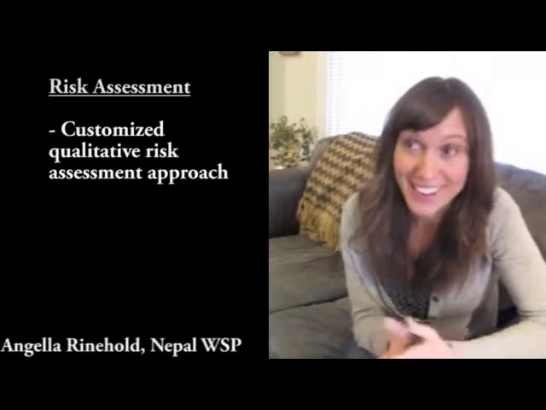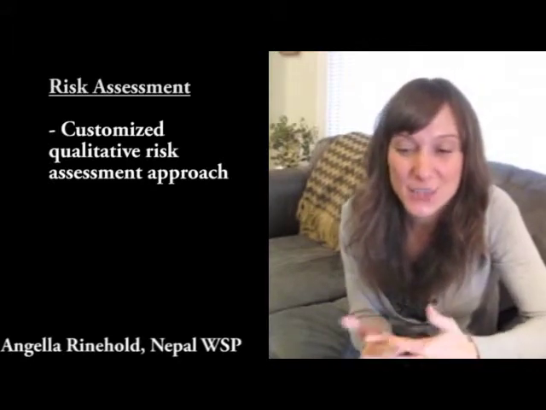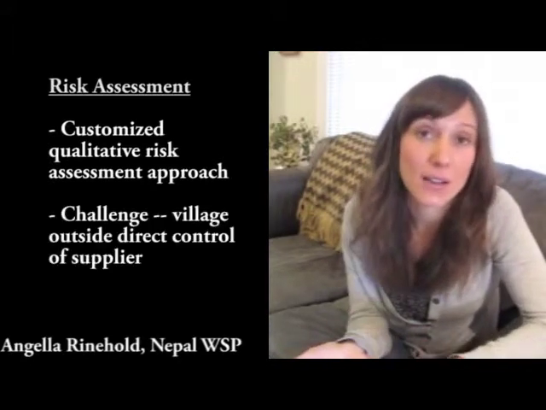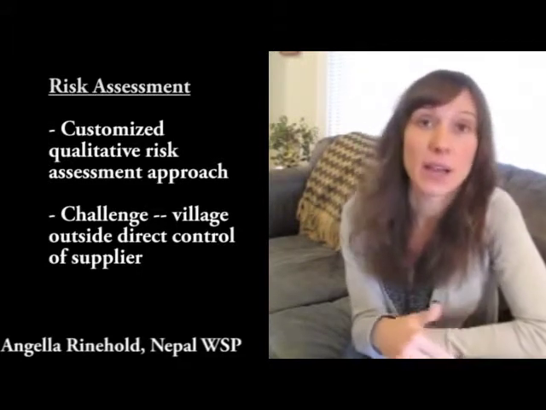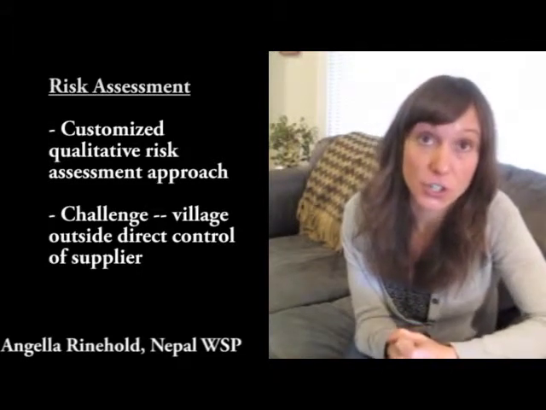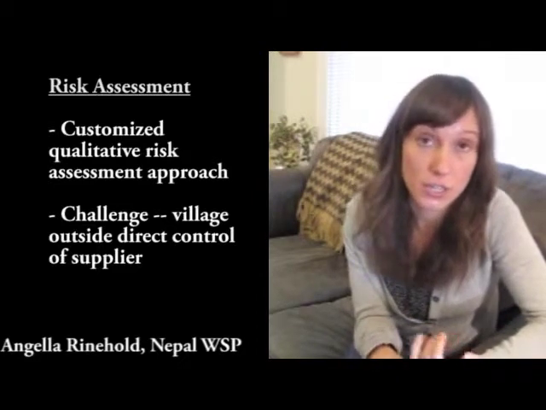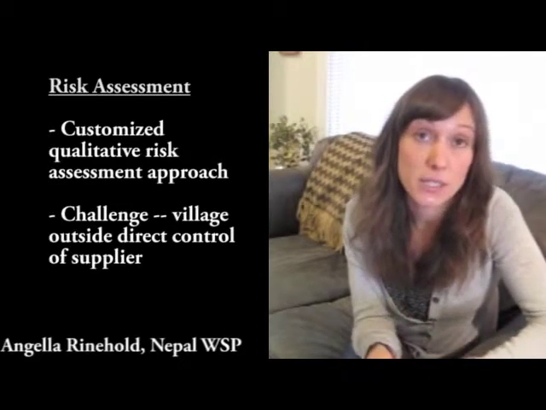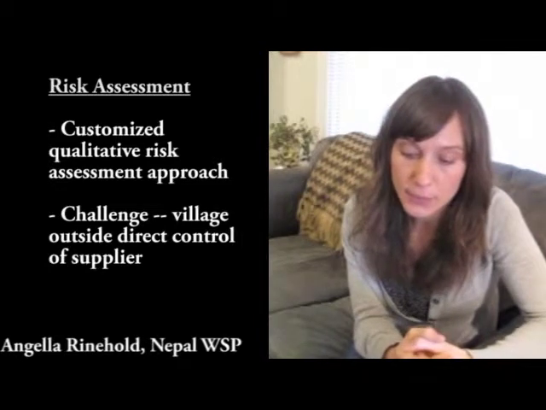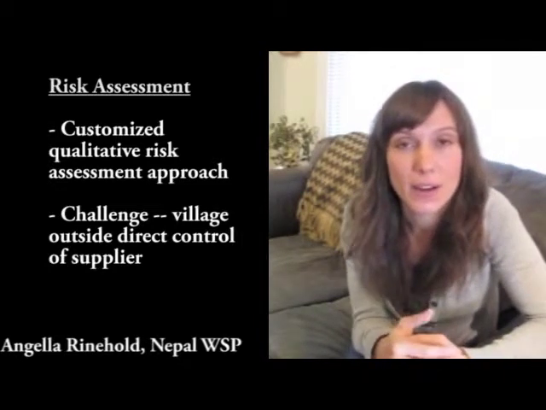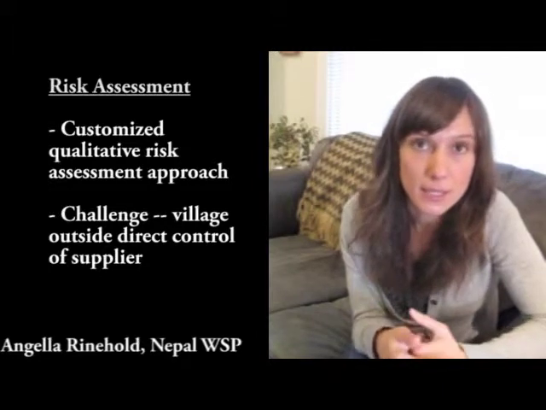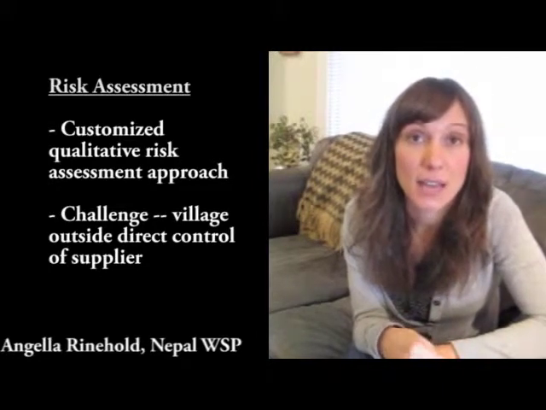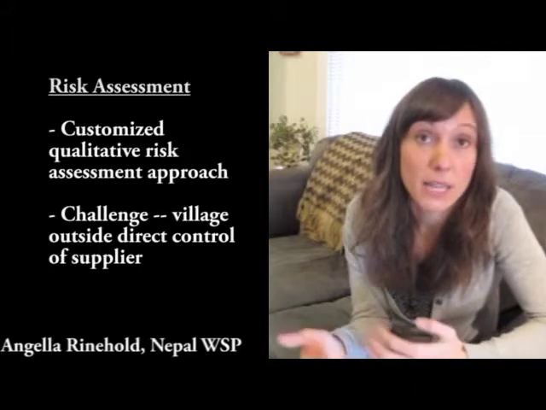But what could be done? The solution in this case wasn't simple because the village was outside the direct control of the supplier. Now, I should mention that the supplier had in place treatment infrastructure, including slow sand filtration and chlorination, to protect against microbial hazards. But the water safety plan team and the supplier felt strongly that that wasn't enough, that something really needed to be done to address this hazard at its source, to provide that other layer of protection.